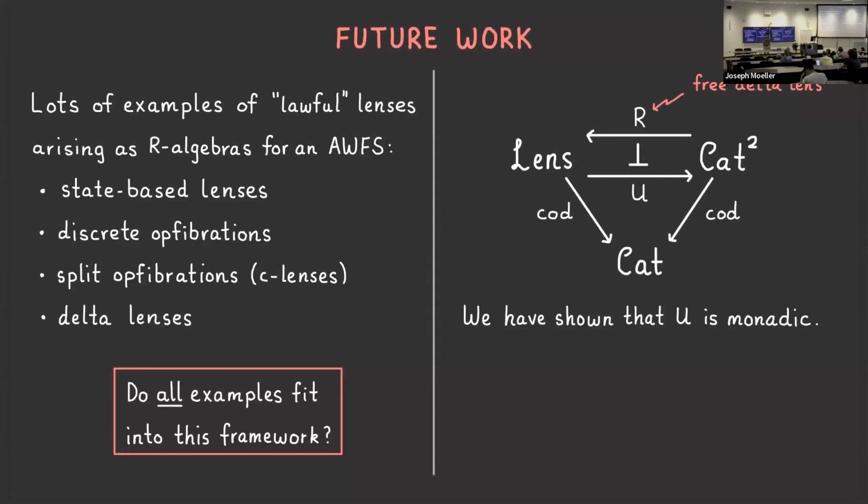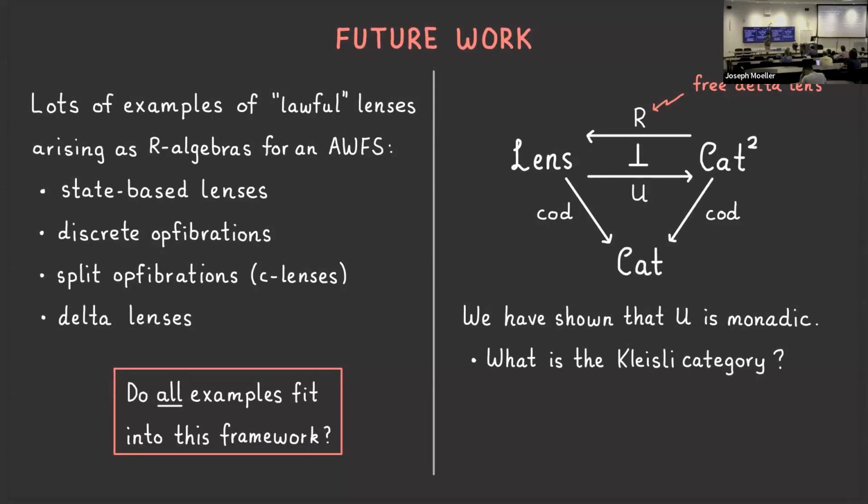Some other future work. I mean, there's lots of future work, but I just want to ask some questions that were within scope of the talk that we've had today. So we've shown that we have this adjunction between this category whose objects are lenses and this arrow category of Cat. Okay, this is a monadic adjunction. We have the left adjoint, which is describing the free delta lens. Some obvious questions to ask are, what are the Kleisli categories for this adjunction?